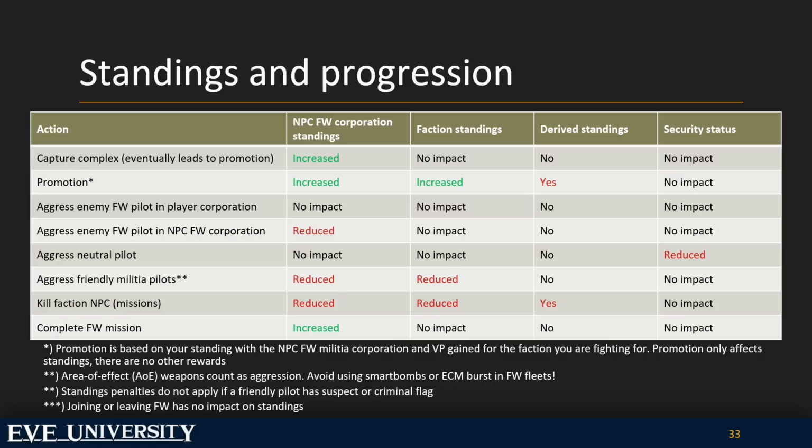Okay, so next type of aggression is the aggression against friendly militia pilots. This is called avoxing and generally discouraged, but I think you will encounter it if you spend a bit of time in faction warfare, especially if you enlist with one of the pirate factions or insurgencies. So when you aggress your militia pilots, you get penalties to both NPC faction warfare corporation standings and to faction standings.